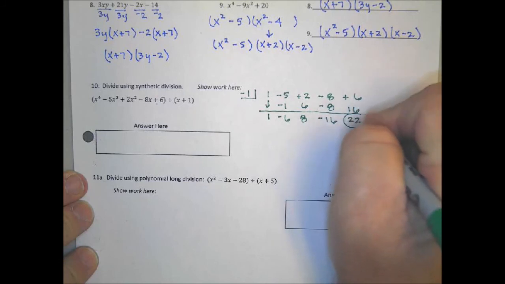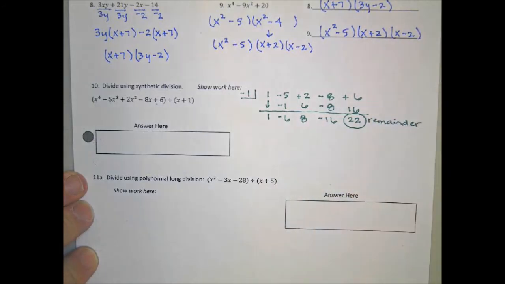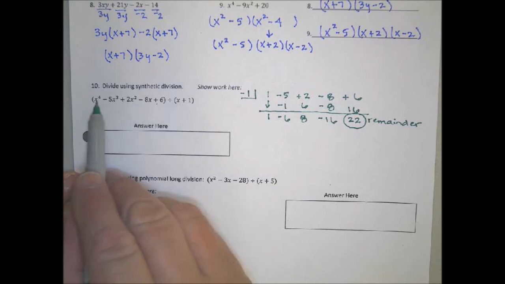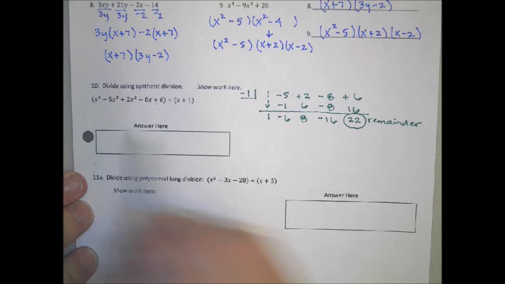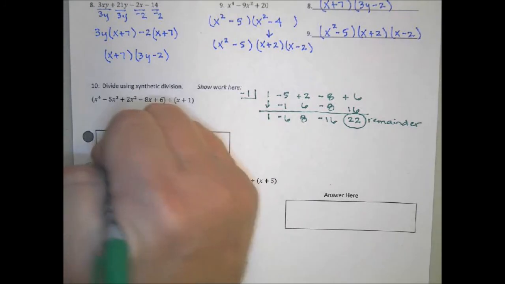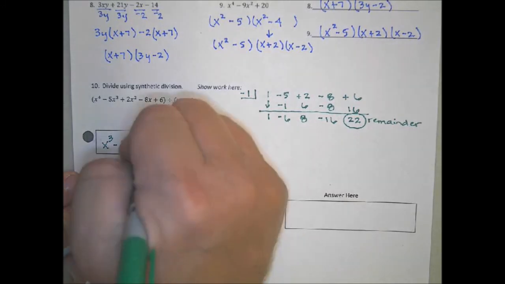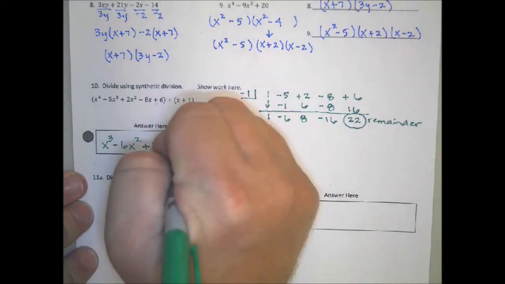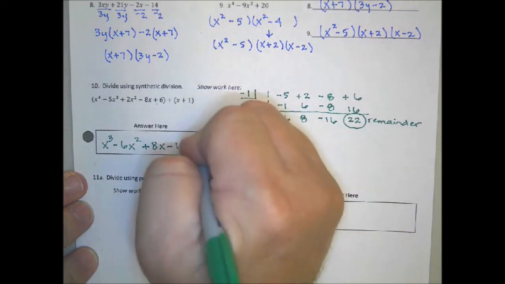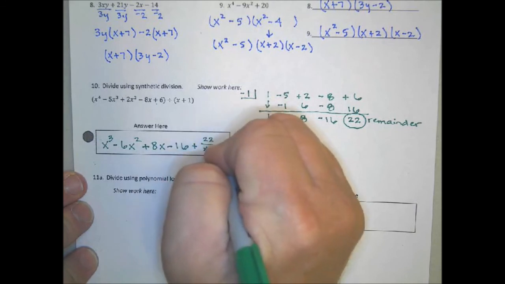Now, since we did have a number left, that's the remainder. And therefore, my quotient is simply going to be knock the polynomial down by one factor, so it began with x to the 4th, but the answer is going to begin as 1x cubed minus 6x squared plus 8x minus 16, and then don't forget about the remainder, plus 22 over x plus 1.